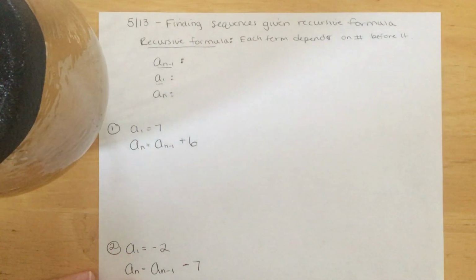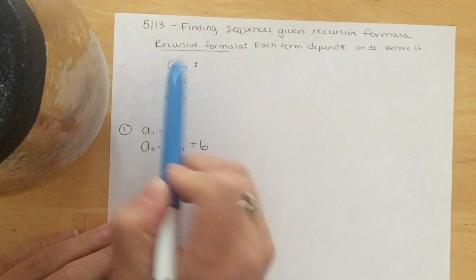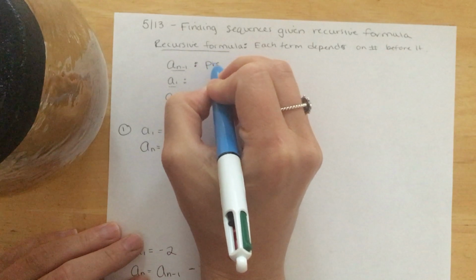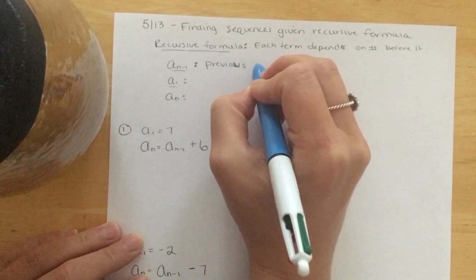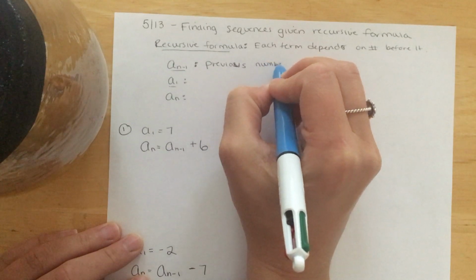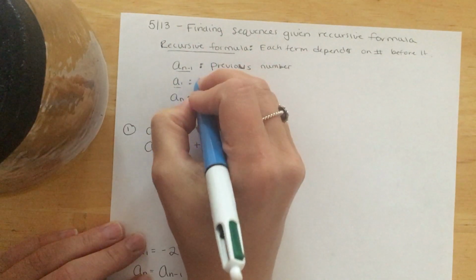Okay? All right. A sub n minus 1, this is going to be very important today. This means the previous number. Okay, I cannot spell previous number. A of 1 is the first number in the sequence.